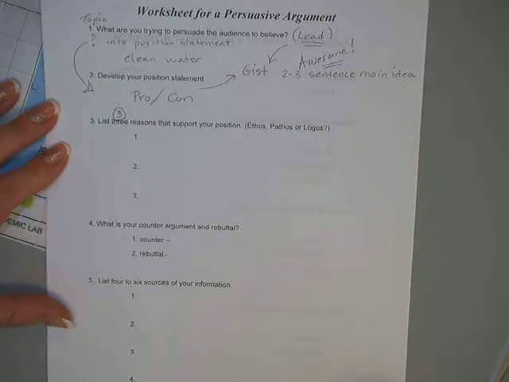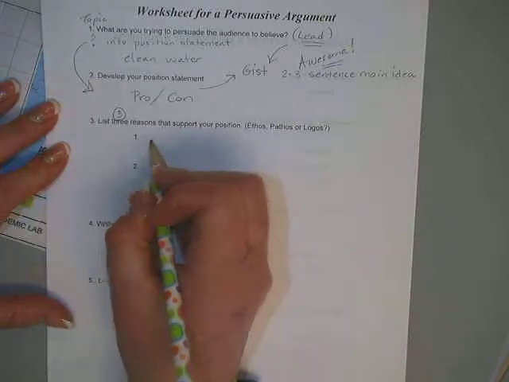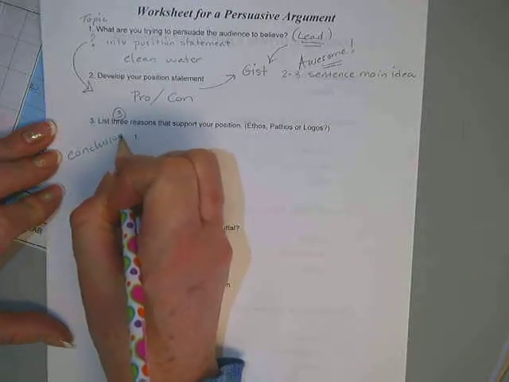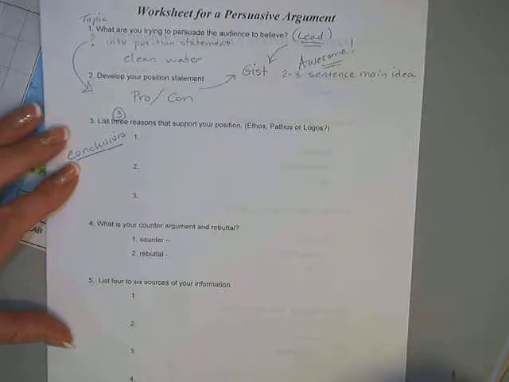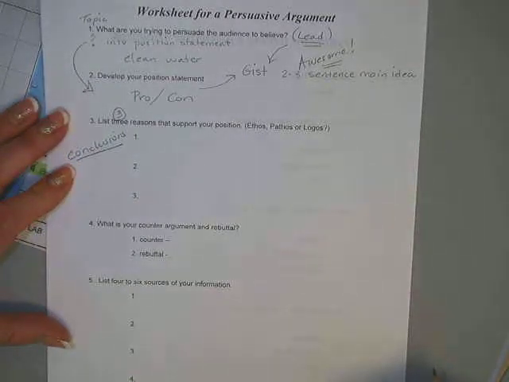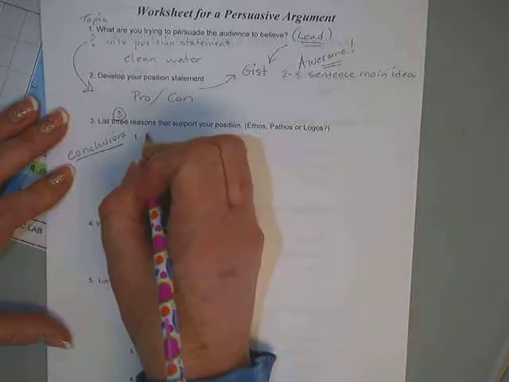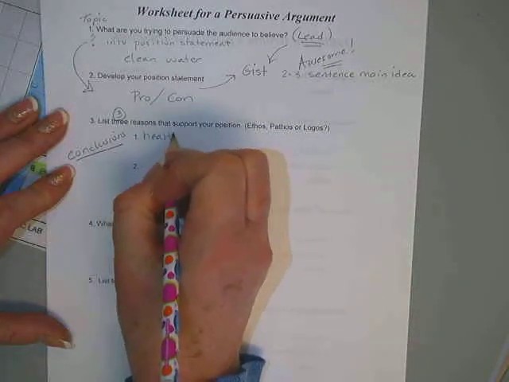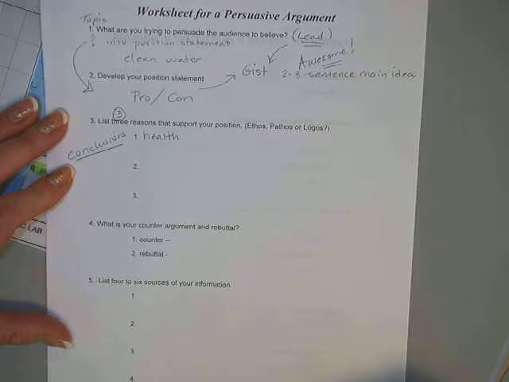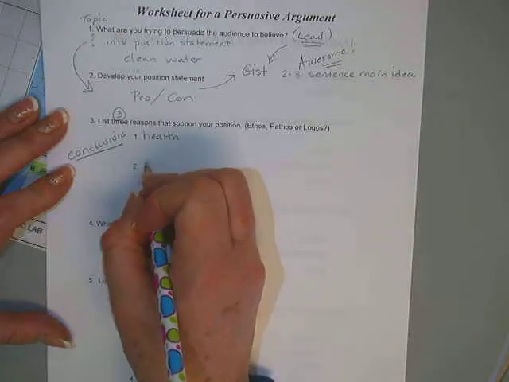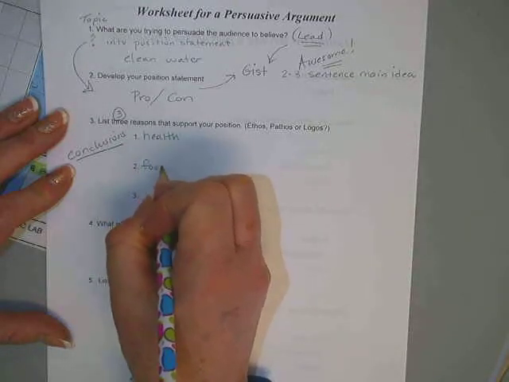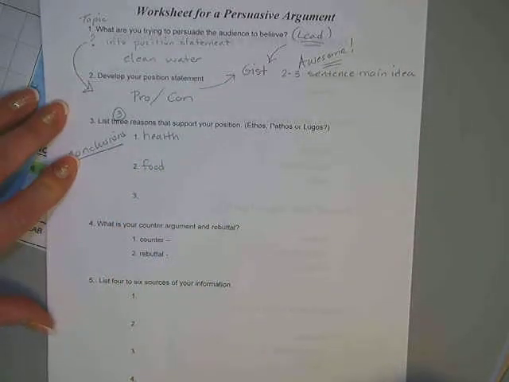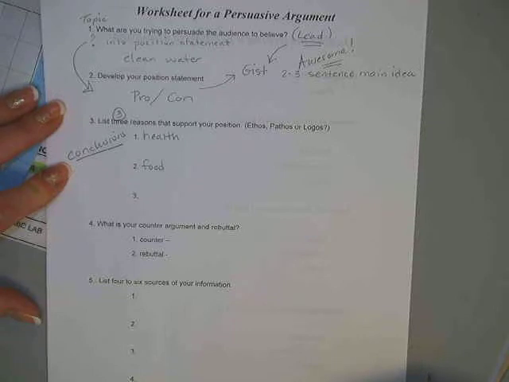So some of you may say, but I have 4 reasons. That's fine. But give your conclusions here. So I've got a lot of information about clean water, but it has a direct impact on health. It has a direct impact on food. Without clean water, we end up with things like E. coli on our food.